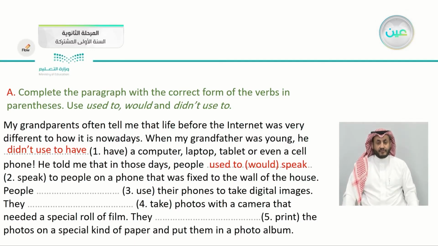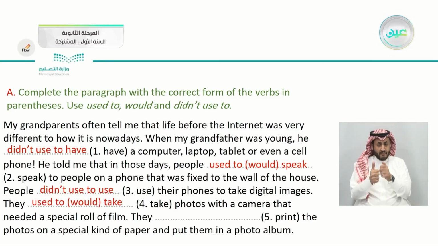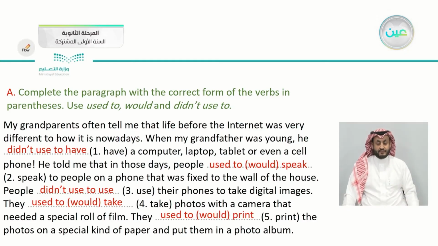And that was fixed on the wall. People used their phones to take digital images. Were they able to take digital images? Didn't use to use their phones for digital images. They take photos with a camera. They used to take or would take photos with a camera that needed a special roll film. They used to print or would print the photos on a special kind of paper and put them in a photo album.